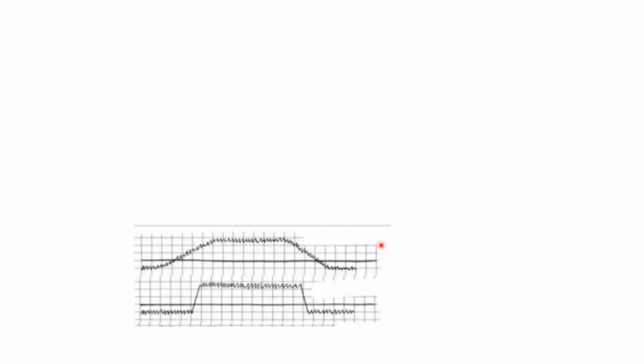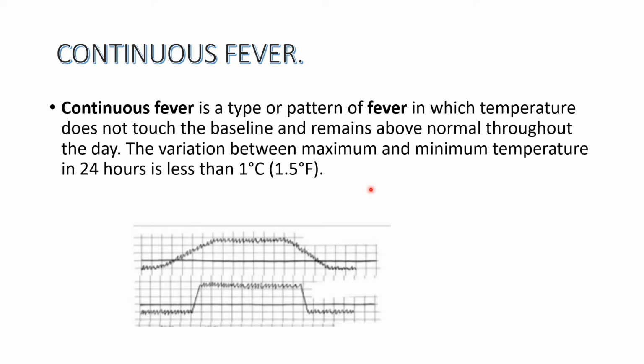So, moving on to the first type of fever, which is continuous fever, in which the body temperature does not reach the baseline and remains above it throughout the day, and the variation between the maximum and minimum temperature in 24 hours is less than 1 degree Celsius. That means if the normal temperature of the body is 37 degrees Celsius, it will reach a maximum of 38 degrees Celsius, and it will keep on fluctuating between 37 and 38, but it won't reach the normal level.